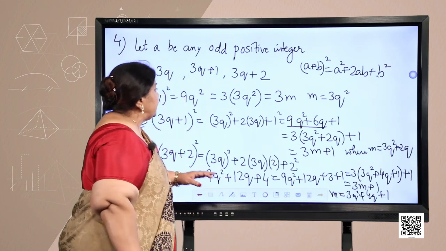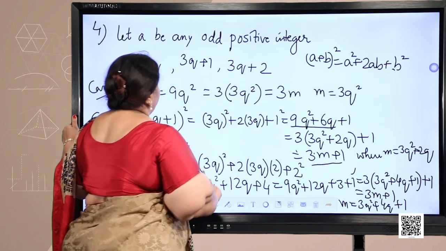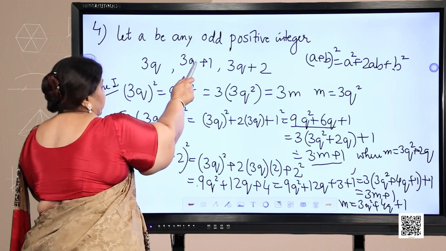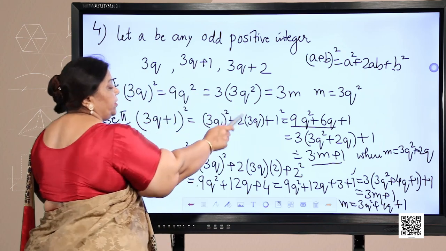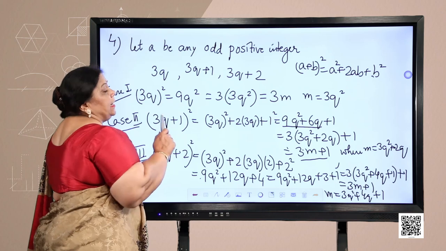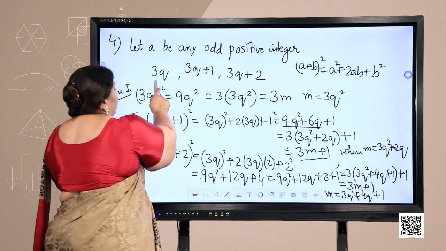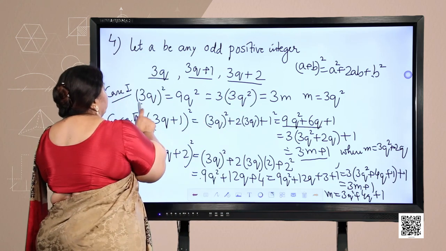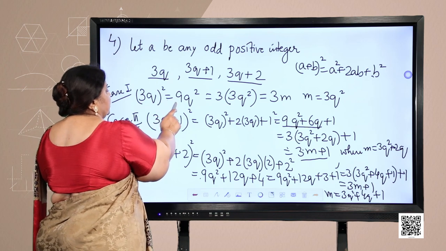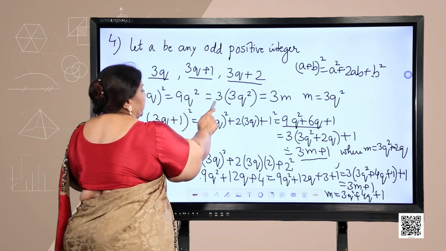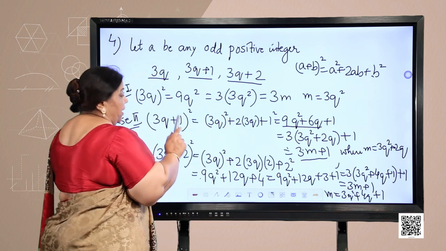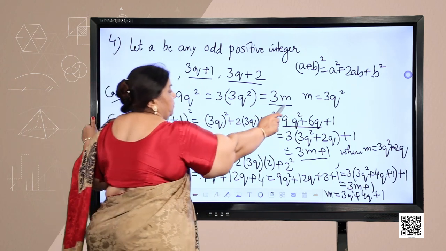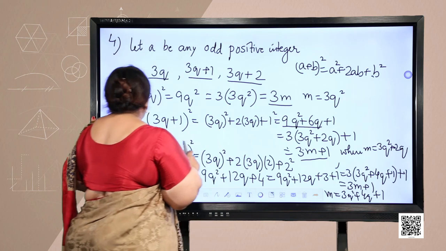So, we have seen, students, let a be any odd positive integer. We have to prove that the square of this odd positive integer is of the form 3m or 3m plus 1. For that, let us take the three cases. What are they? 3q, 3q plus 1, and 3q plus 2. In the first case, 3q whole square, I can write it as 9q square. That is equal to 3 into 3q square. I have taken 3 common to show that it can be expressed in the form 3m, where m is equal to 3q square. Let us see the second case.